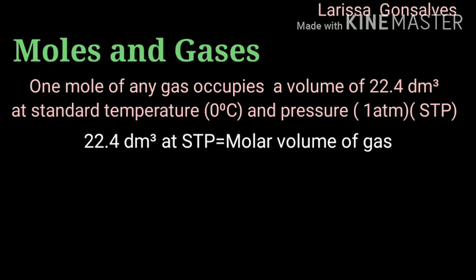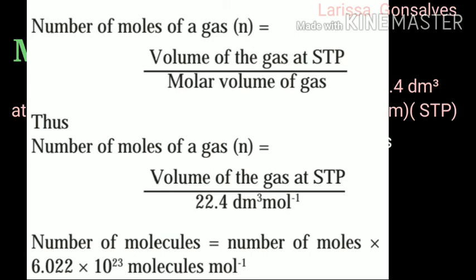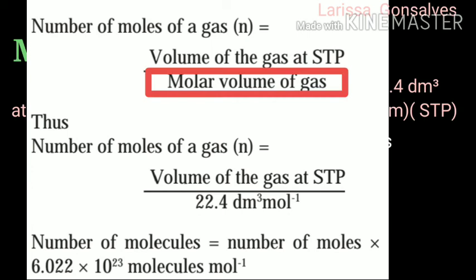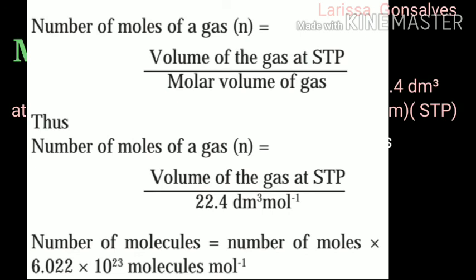So if you are asked to calculate the number of moles of a gas, then what is the formula that you will be using? It is volume of a gas at STP divided by the molar volume of gas. Modifying this formula further, you will write it as volume of gas at STP divided by, we know that the molar volume of gas is 22.4 dm cube per mole. You already know how to calculate the number of molecules. So the formula for calculating number of molecules is number of moles times 6.022 times 10 raised to 23 molecules per mole.